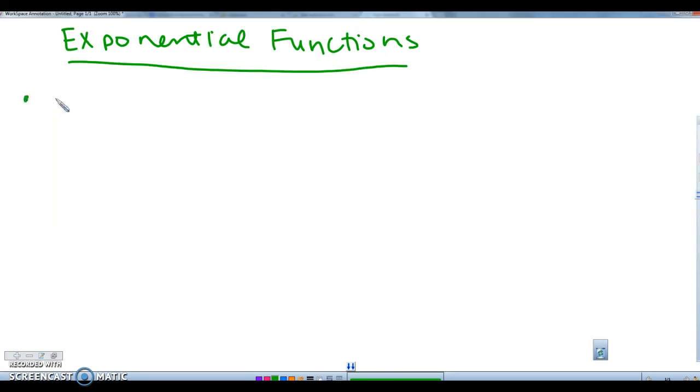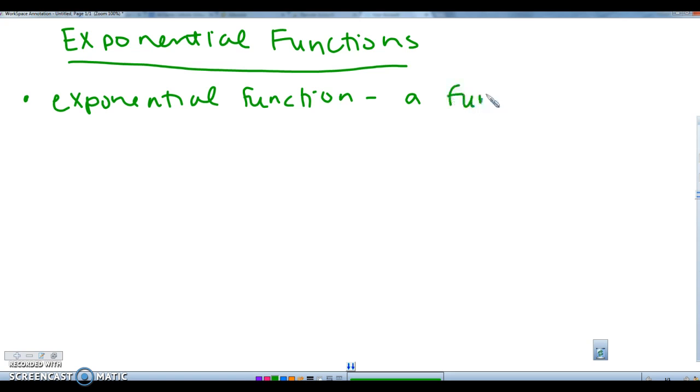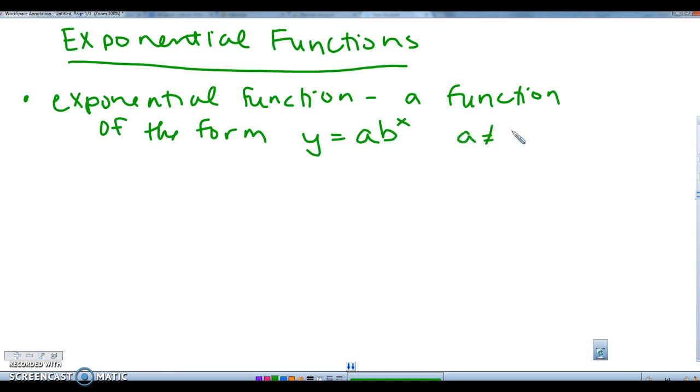Let's talk about exponential functions. So let's define it first. An exponential function is a function of the form y equals a times b to the x, where a is not equal to 0 and b is greater than 0. So b is not only not equal to 0, it has to be greater than 0. It is not a negative number.